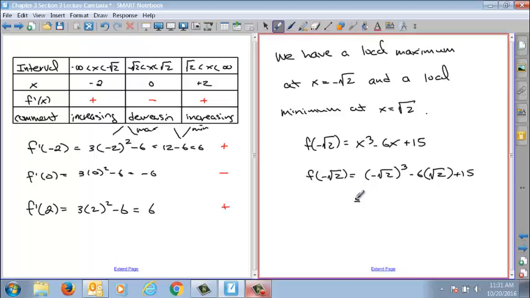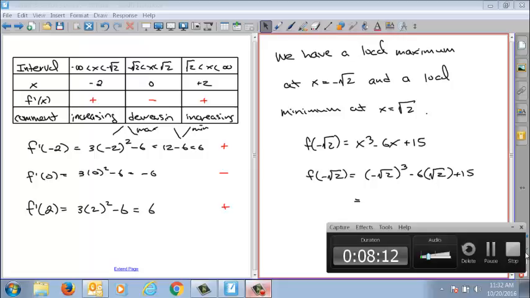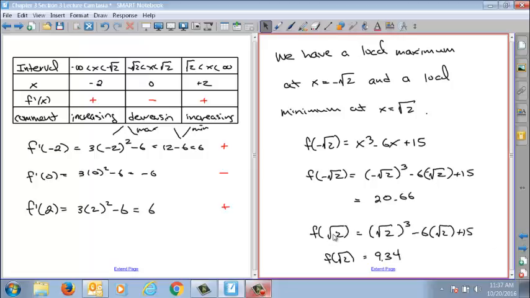So I'm going to use my calculator if I can find it. Hold on just a second. Okay, so I've gone ahead and done the calculation. So you get 20.66 for f of negative square root of 2, and you get 19.34 for f of square root of 2.